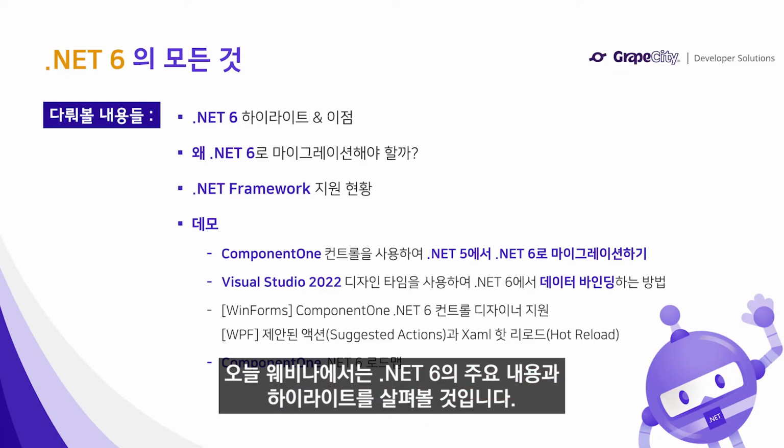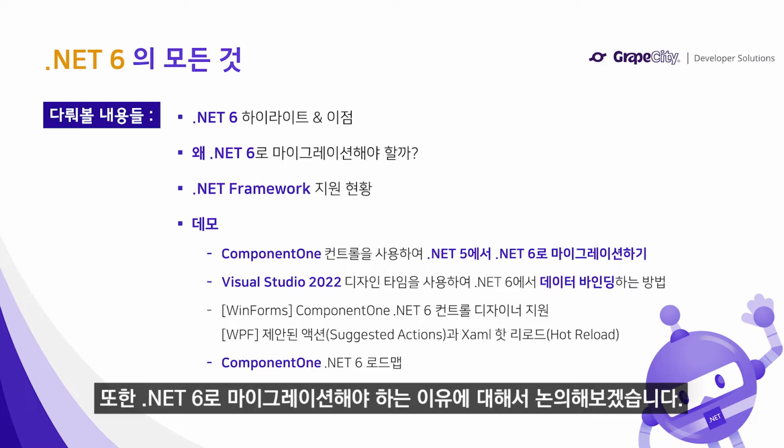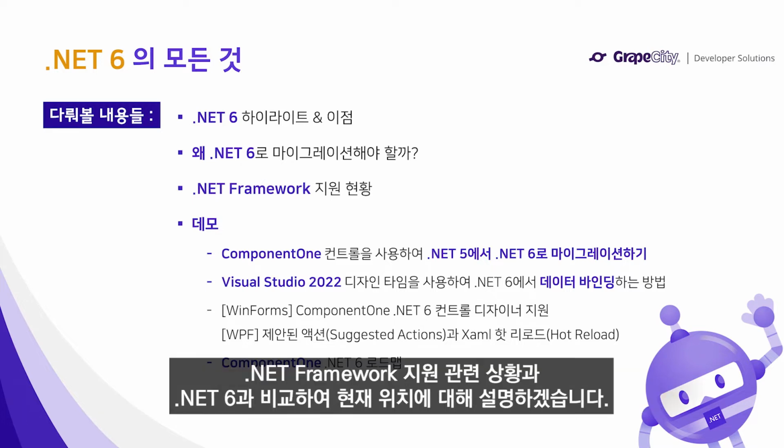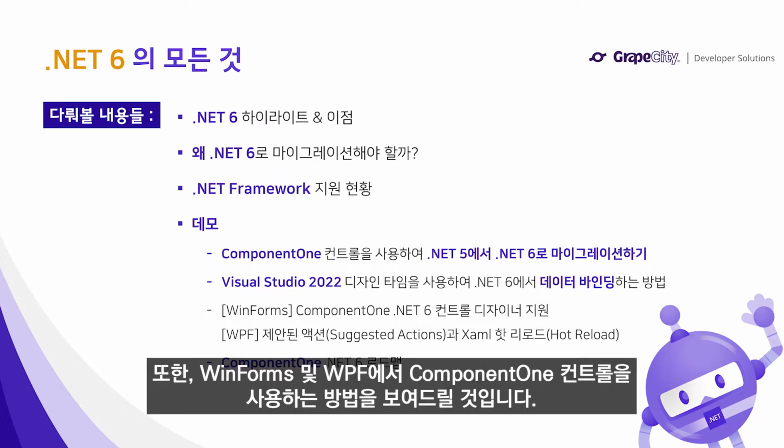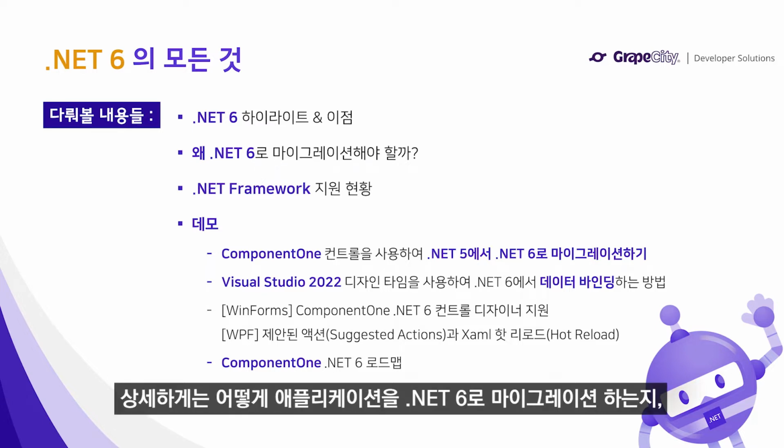In our webinar today, I will go over some of the key takeaways and highlights from .NET 6, specifically for desktop development, and I'll discuss why you may or may not want to migrate to .NET 6. I will touch upon the current status of the .NET Framework as well, and where it stands compared to .NET 6. I'll also focus on demonstrating some ComponentOne controls for WinForms and WPF using .NET 6 in Visual Studio 2022. So specifically, how to migrate an application to .NET 6.